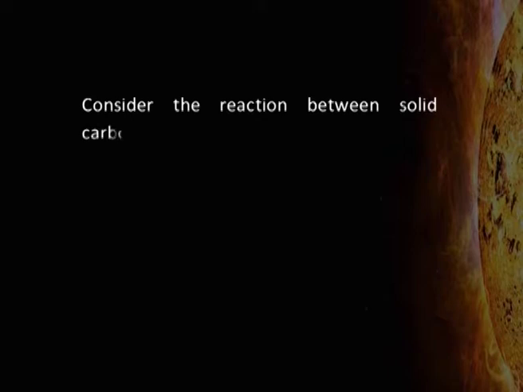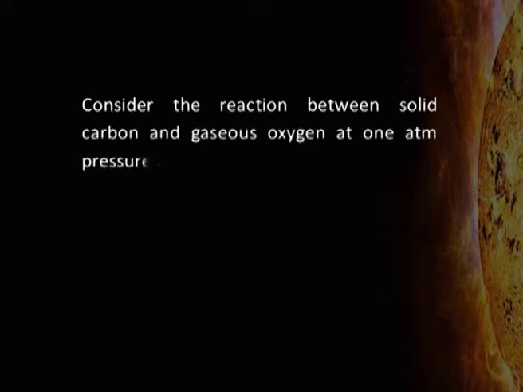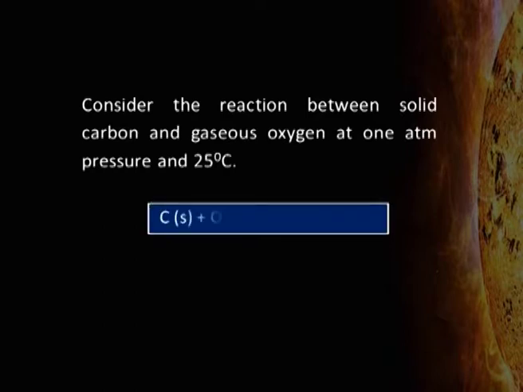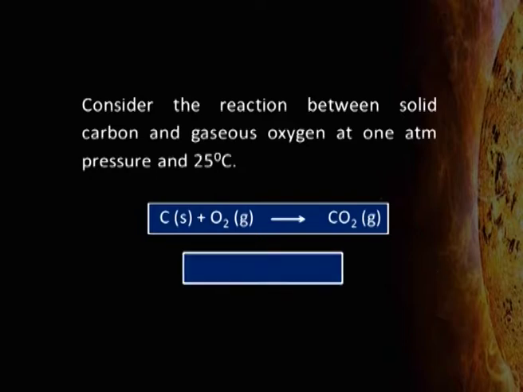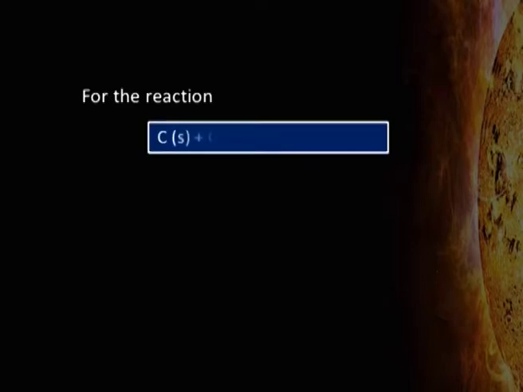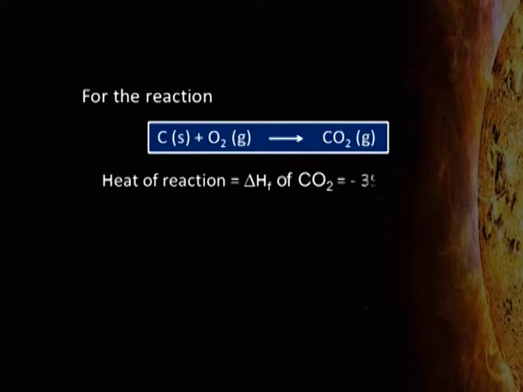Consider the reaction between solid carbon and gaseous oxygen at 1 atmosphere pressure and 25 degrees Celsius. Here is the reaction: solid carbon plus gaseous oxygen gives you gaseous carbon dioxide. Here, the heat of reaction or heat of formation of carbon dioxide is equal to minus 393.5 kilojoules. For this reaction, the heat of reaction will also be equal to the heat of formation of carbon dioxide, which is equal to minus 393.5 kilojoules.